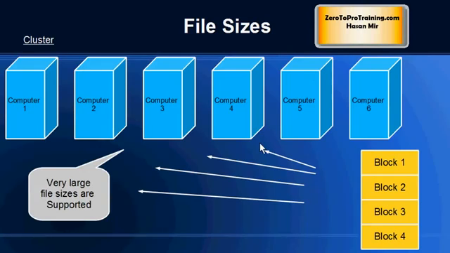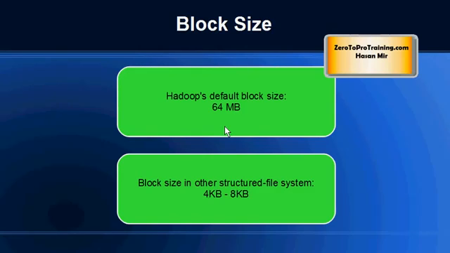In fact, a file could be even larger than the capacity of a hard disk because it is broken down into blocks, and blocks are spread across the cluster. Block size in Hadoop file system is set to 64 megabytes by default. You can change that value.